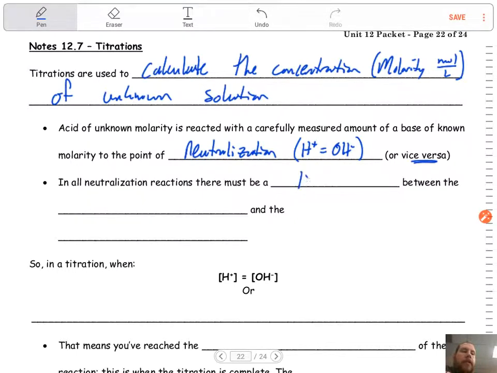In all neutralization reactions, guys, there has to be a 1-to-1 ratio between moles of H plus and the moles of OH minus. So in our class here, that is going to be true, 1-to-1 ratio. But you can have diprotic and triprotic acids or bases, or dihydroxy or trihydroxy bases, and still use those. But we're not going to have to worry about it in this class. Ours are going to be 1-to-1. If it has a diprotic or triprotic or whatever, you would just have to make sure you account for that third or second hydrogen in your calculations, okay?